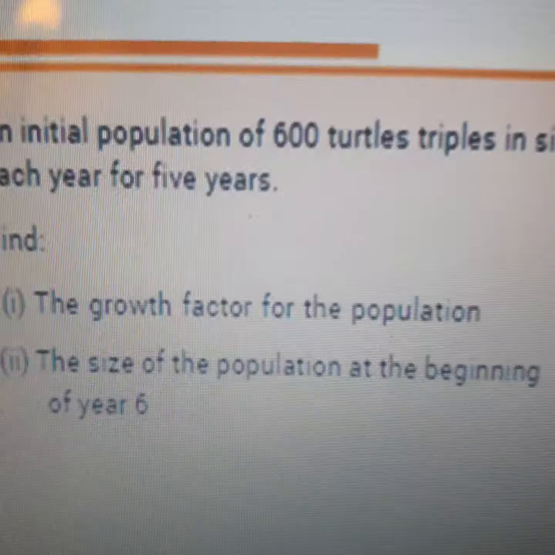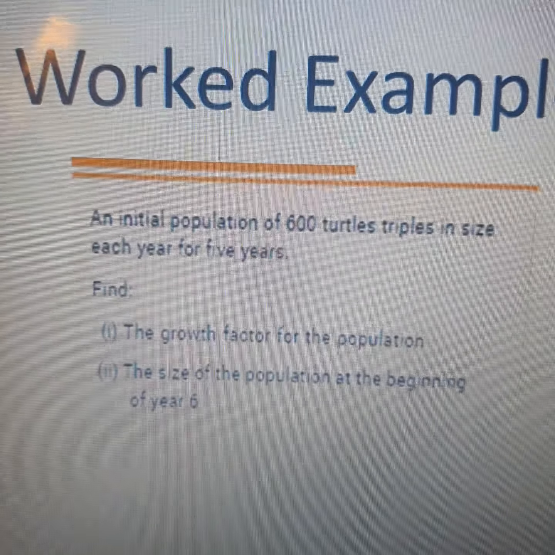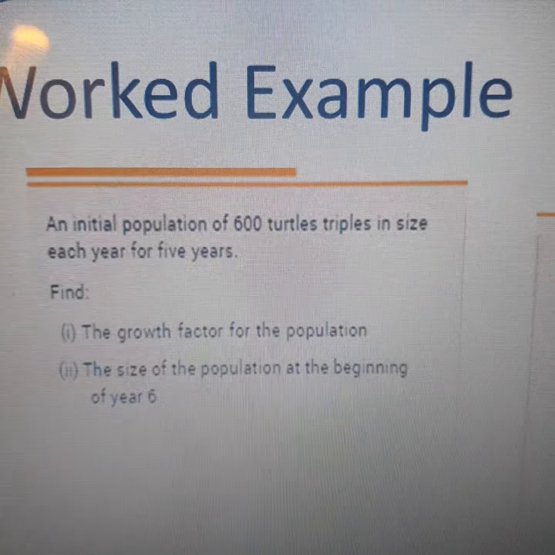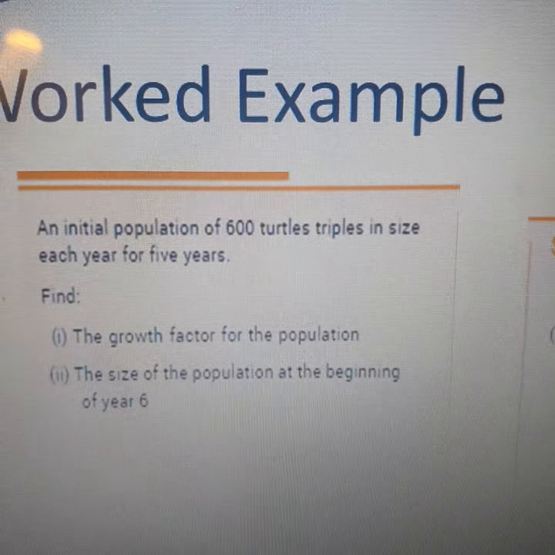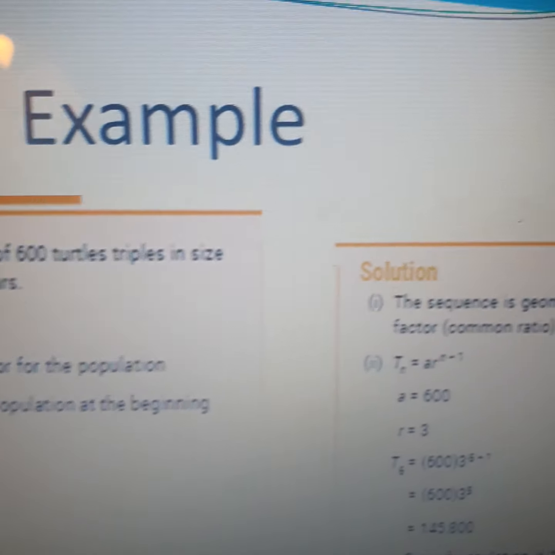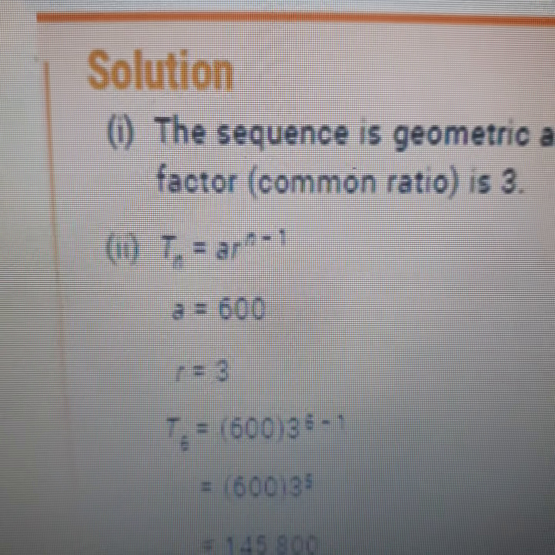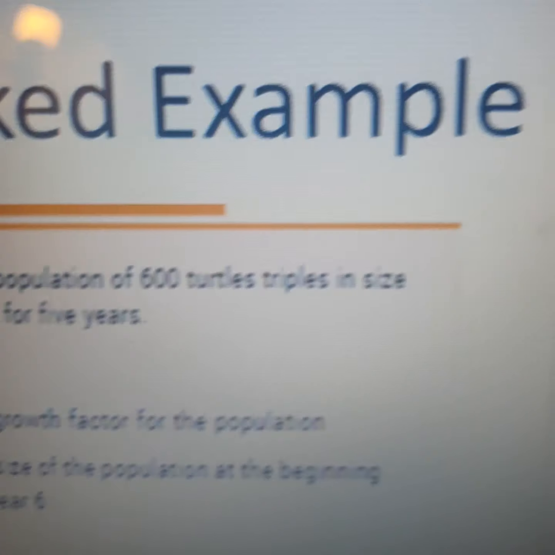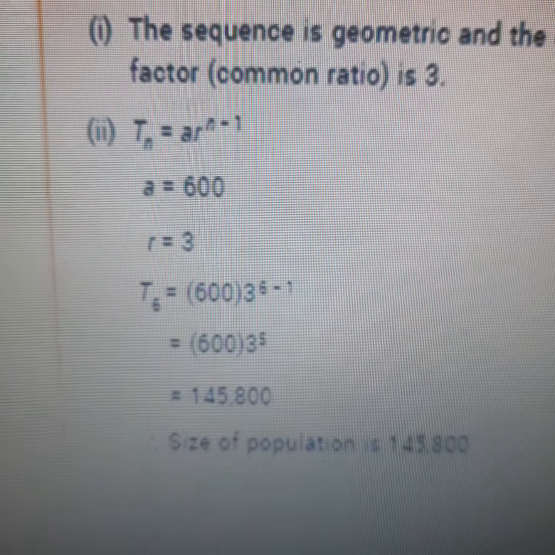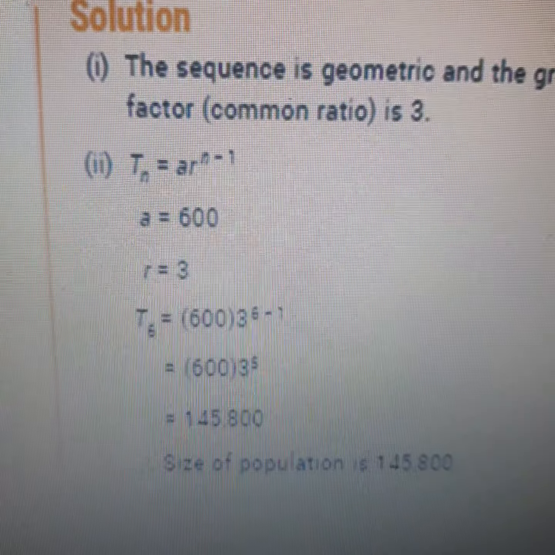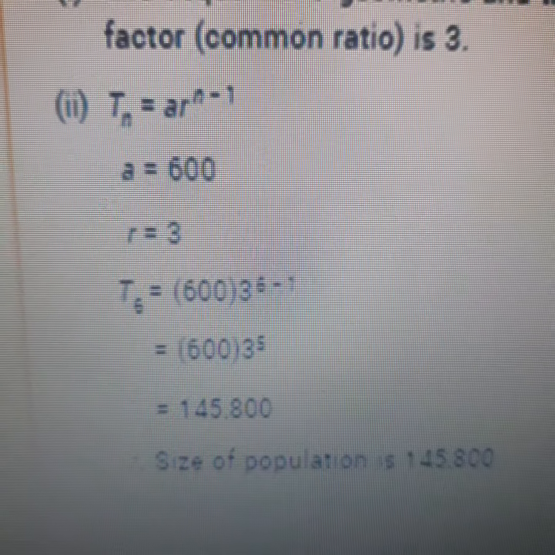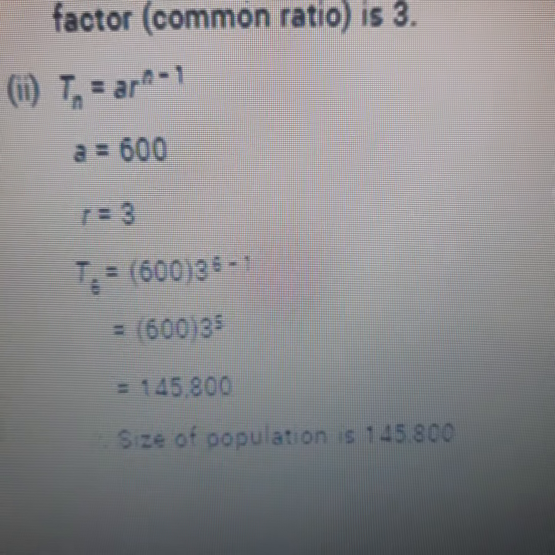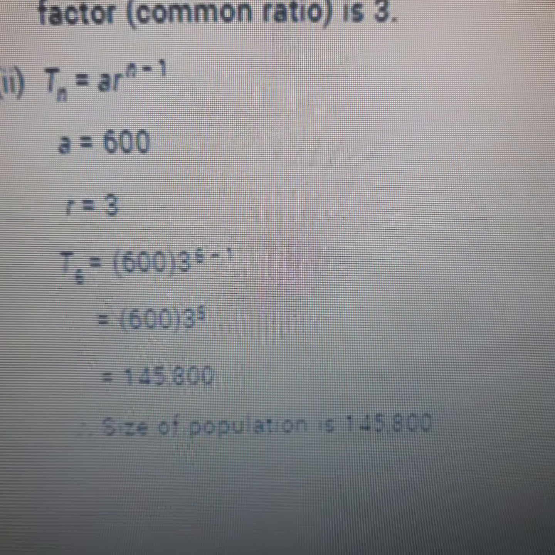So the next thing it says, the size of the population at the beginning of year 6. So isn't that really working out what T6 is equal to? Because year 1 is obviously the initial population, which is 600. Year 2, year 3, year 4 triples every time, okay? So what we're going to do is we're going to set up our formula for Tn. So Tn is equal to a r to the power of n minus 1. Now what is a? A is 600. What is r? The common ratio of 3. Fill in what you can into your Tn formula, and then remember you're finding T6. So wherever there's an n now, you're putting in 6. So the size of the population of the turtles at the beginning of year 6 is going to be 145,800. So that's a lot, isn't it?